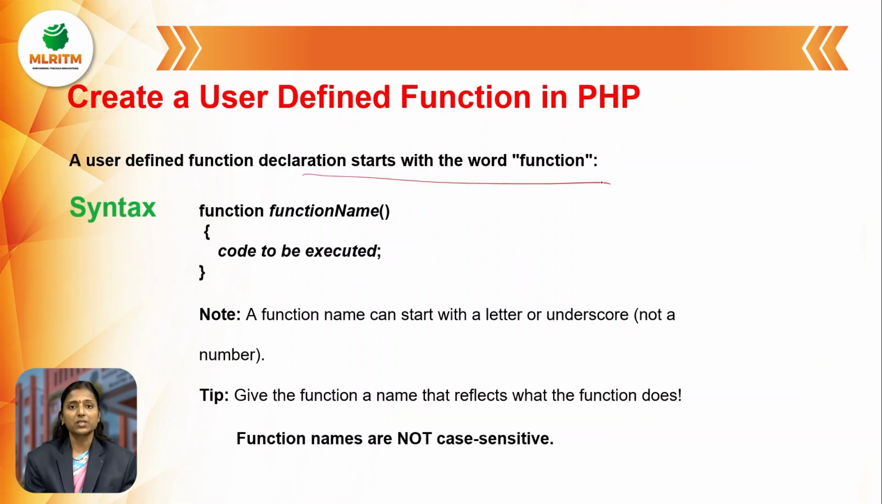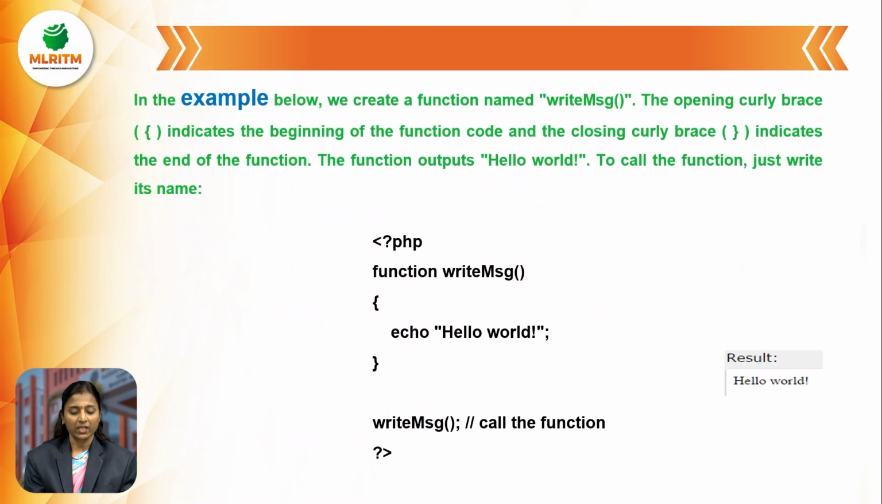The declaration starts with the word function. Syntax is function, then the function name. Okay, function name, the bracket will be opened, the code is written in this one, and the bracket closed. In this format, the function will be declared or created. This is an example of a function. Here, PHP function name, the function name is writeMessage. The next, echo "Hello world", closing of this bracket.